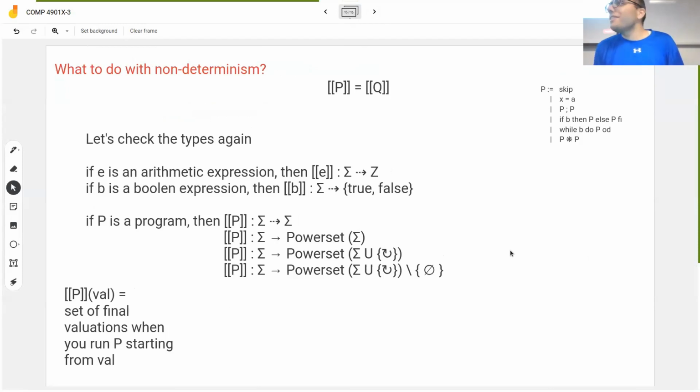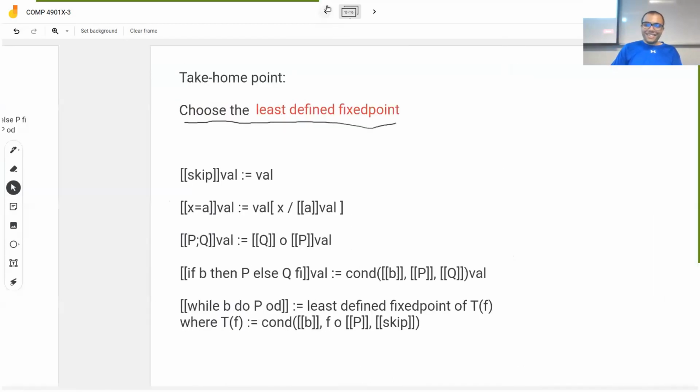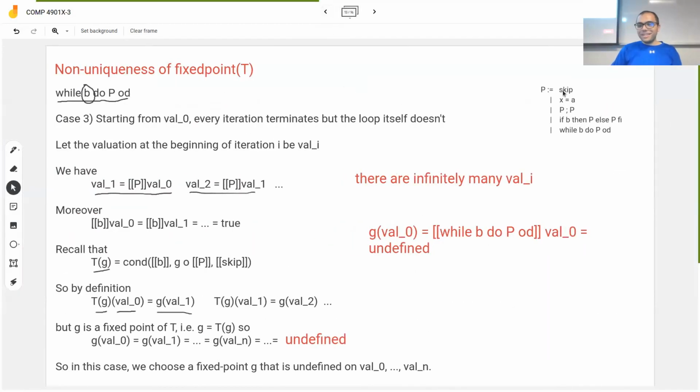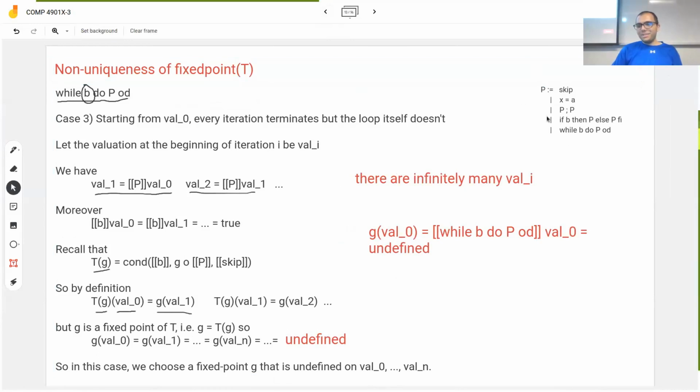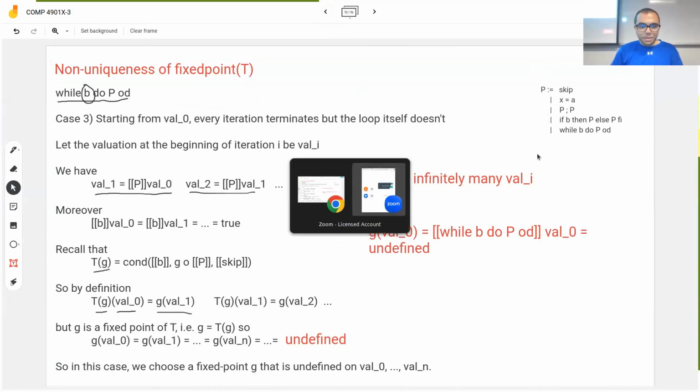What should we do if we have non-determinism? So I did all of this without non-determinism, right? This was my syntax, and I always put my syntax here so that you know what kind of programs we're talking about. So if you remember, when we were doing operational semantics, non-determinism was easy. It was just a very simple rule.